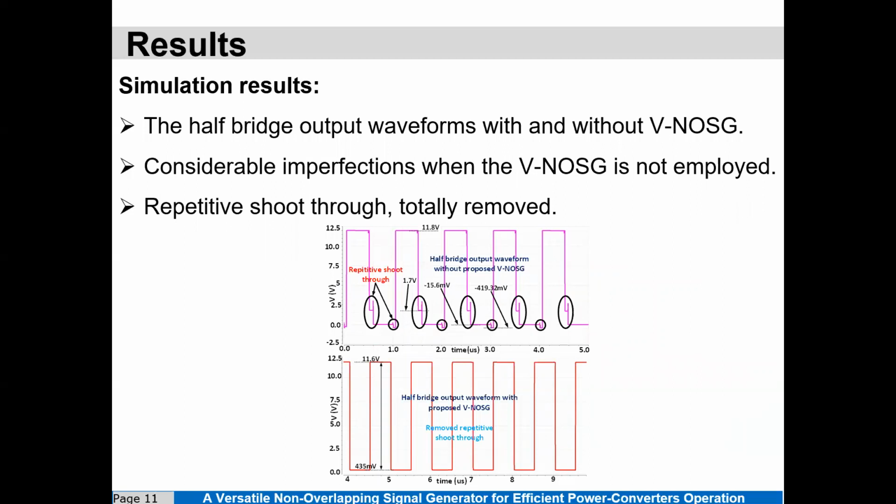This figure shows the half-bridge output waveforms with and without the proposed VNOSG addition. Considerable imperfections when the VNOSG is not employed are highlighted numerically in the top waveform, while after adding the VNOSG, repetitive shoot-through is totally removed in the bottom waveform.